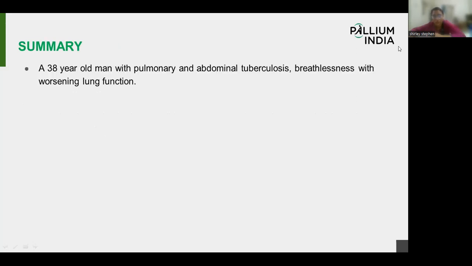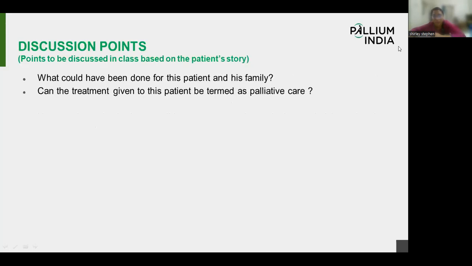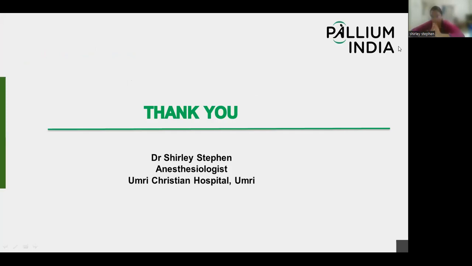So in summary, a 38-year-old man with pulmonary and abdominal tuberculosis, breathlessness, and worsening lung function. So we were just wondering what else could have been done for this patient and his family. And the treatment which we gave for him, we do not know whether it was curative or palliative, but that was what was available and that was what we could do for him. Yeah, so that's that. Thank you.